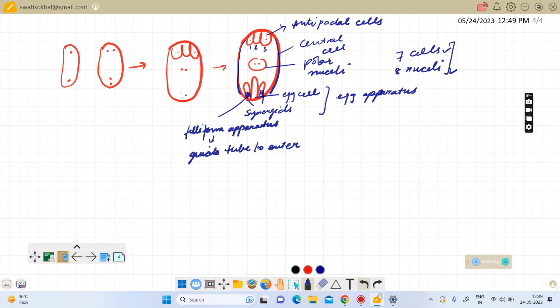Now, in the next class, beta, we will discuss pollen-pistil interaction and the entry of the pollen tube into the embryo sac, and also the development of the embryo.